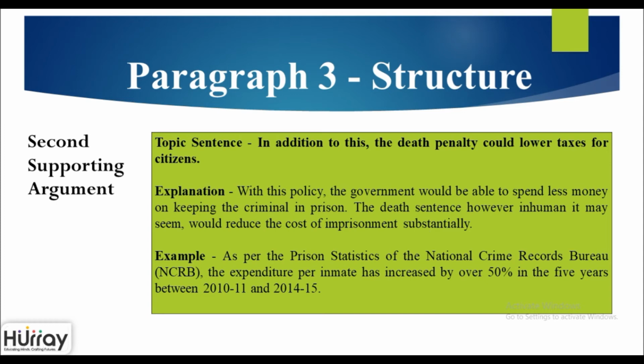You can further give an example and say that as per the prison statistics of the National Crime Records Bureau, if you remember such details, go ahead, write them. If you don't, you can write simpler details where you have observed some story on criminals and taxes on television, or you have read about it in a magazine or newspaper. You're going to give a certain level of statistics, don't have to go too much into the details, but enough just to substantiate or justify your reasoning. In this case, it says the expenditure per inmate has increased by over 50% in the past 5 years between 2010 to 11 and 2014 to 15.